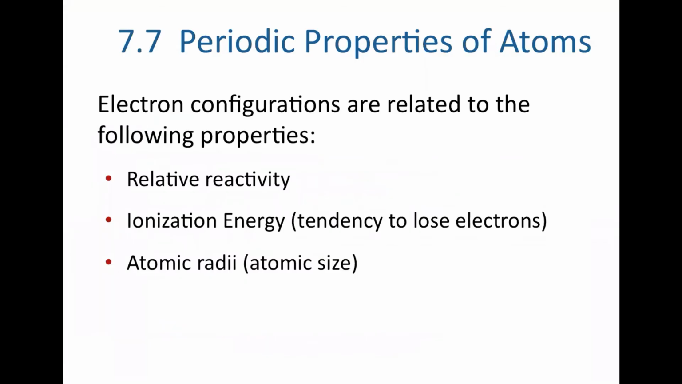So electron configurations are related to the following properties: relative reactivity, how reactive an atom is, right? Ionization energy, the tendency to lose electrons. The atomic radii, and the radius is directly proportional to the size, right? The volume, if an atom is a sphere, you remember from geometry, the formula for the volume of a sphere is 4/3 pi r cubed. A small change in a radius equals a big change in a size.